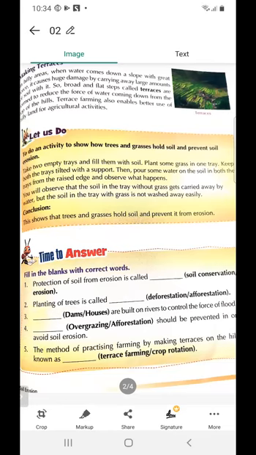So today's topic is the activity of trees and grass. What is the activity of trees and grass? What is the aim of this activity? How trees and grass hold soil and prevent soil erosion.